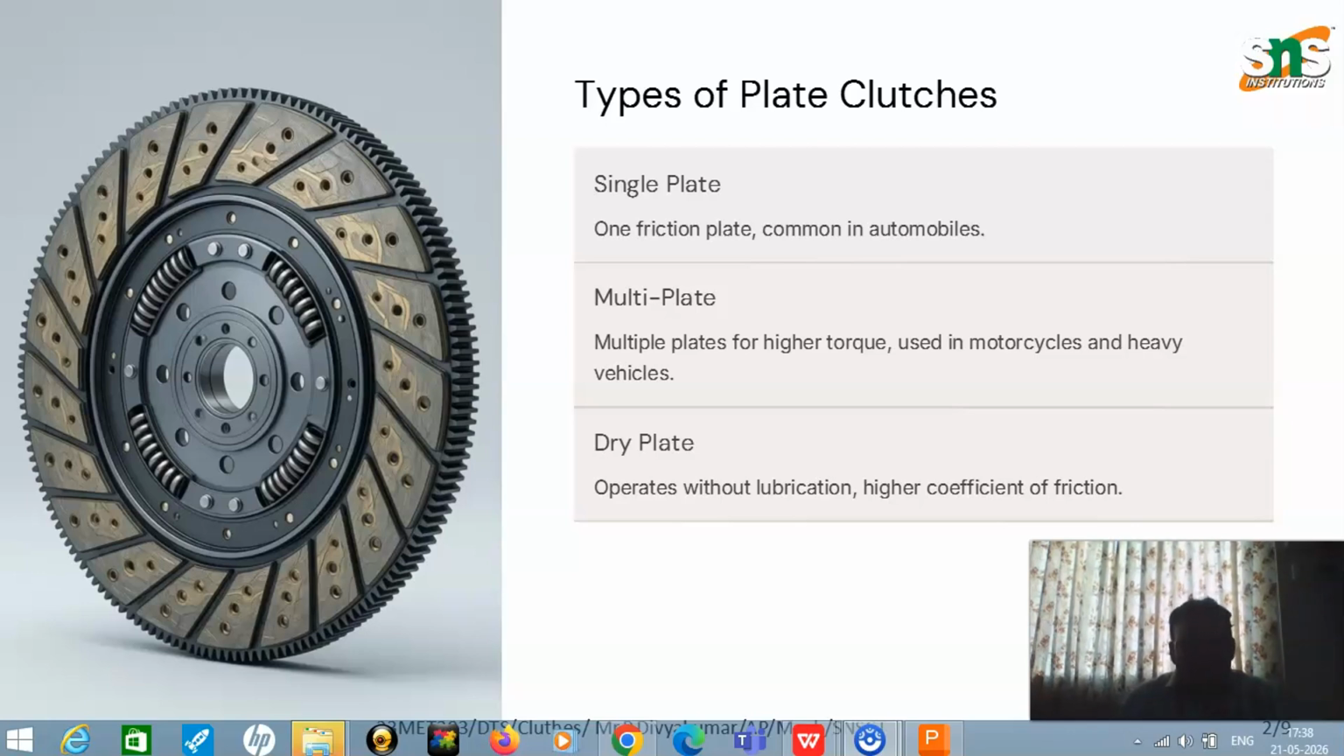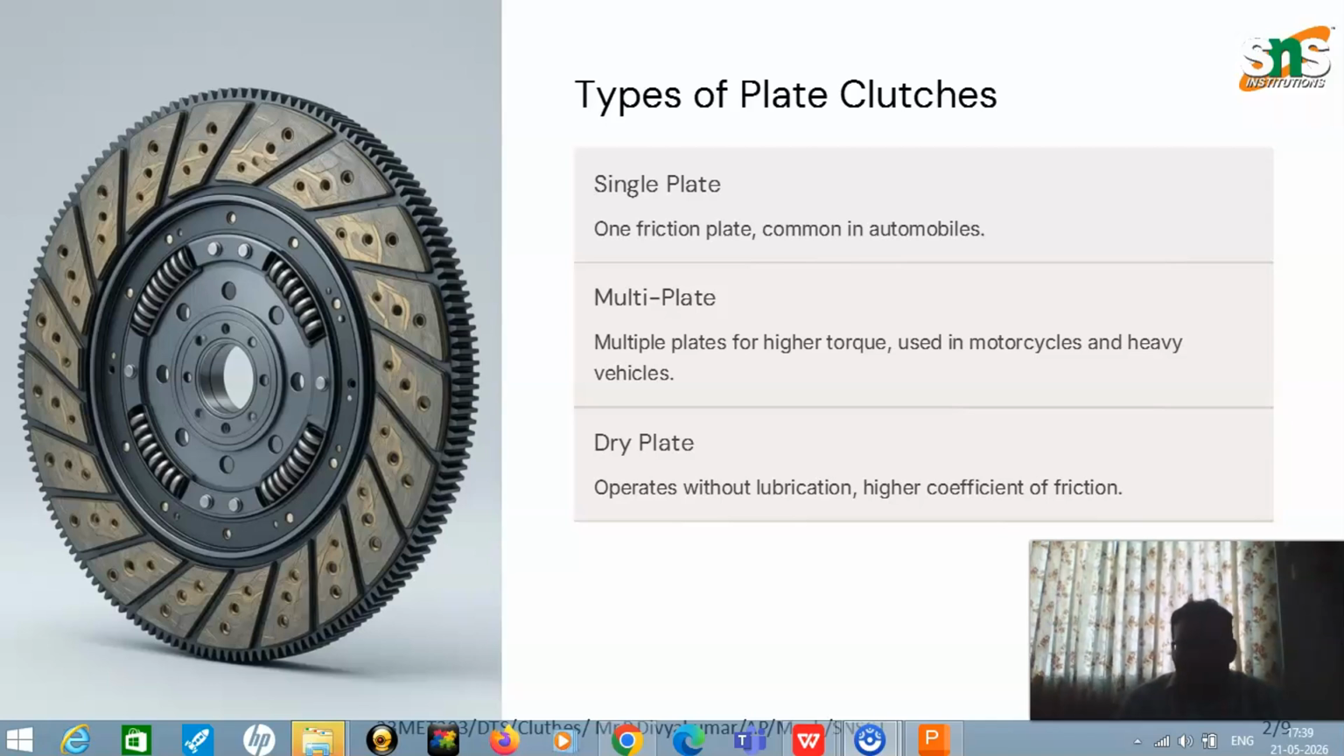The major functions of the clutch are to engage the power supply, disconnect the engine from the gearbox, reduce vibration and shock, allow easy gear shifting, and protect the machine parts from overload. The principle behind it is the frictional force formula F equals mu into W, where F is the frictional force, mu is the coefficient of friction, and W is the axial force.